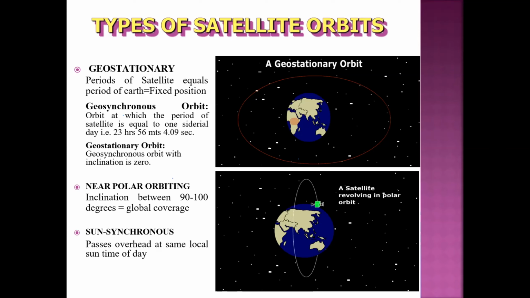If it is crossing India at 10 a.m., then in another country, when it passes through, it will also be the same time, 10 a.m. That is why it is called sun synchronous, at the same local sun time of day. Okay, so these are the important points to understand. This is actually the concept here. I cannot say that a question will be asked from here, but it is important to understand the concept of satellites.